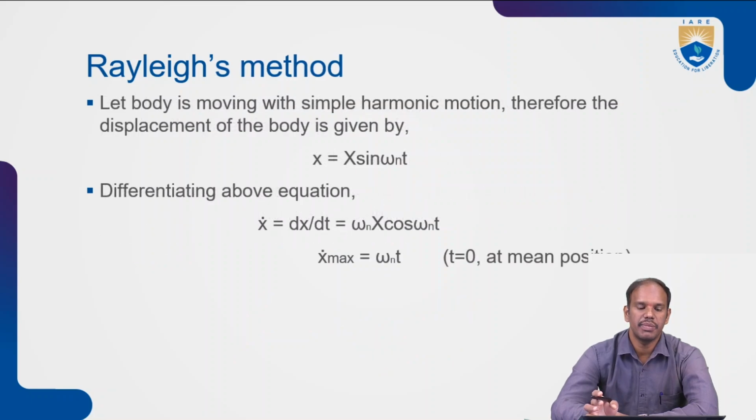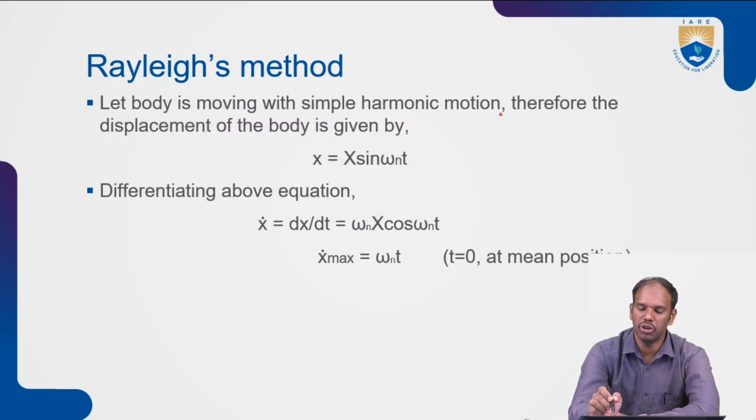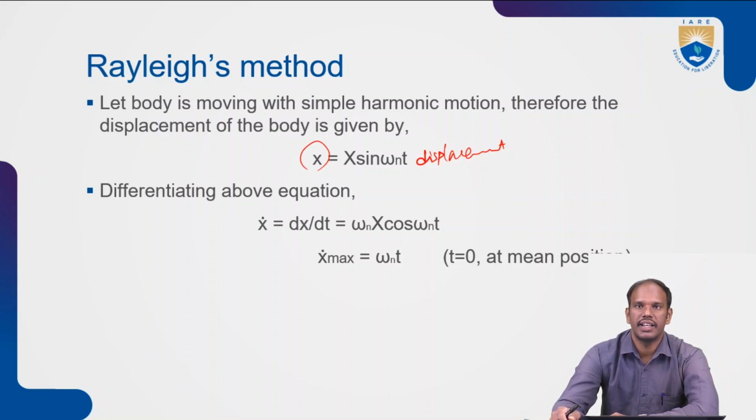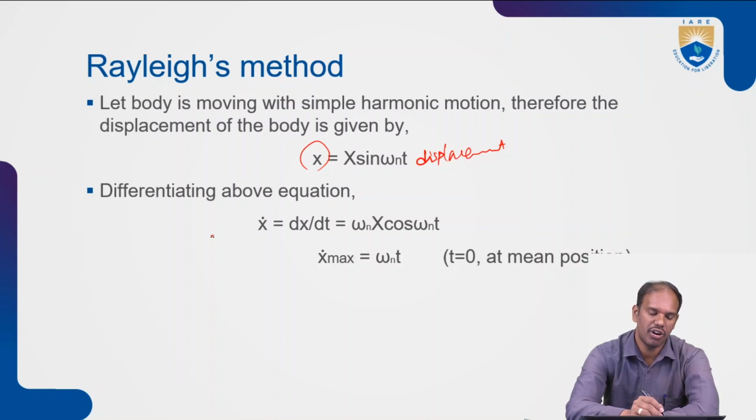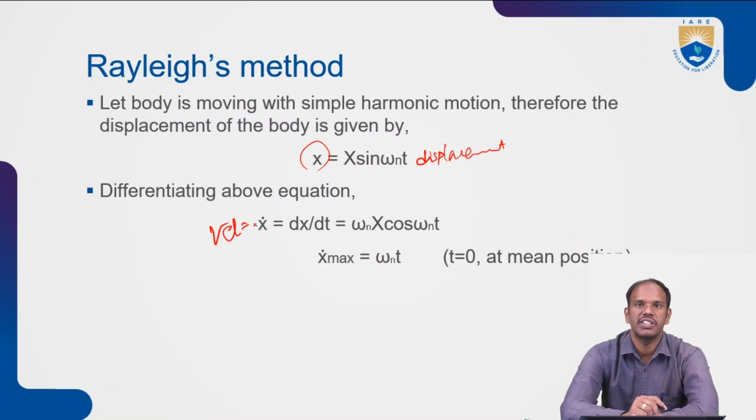Rayleigh's method says that if the body is moving in simple harmonic motion, the displacement of the body is given as x equals X sine omega t. Differentiating this displacement gives the velocity, dx by dt, which is omega n X cos omega n t.